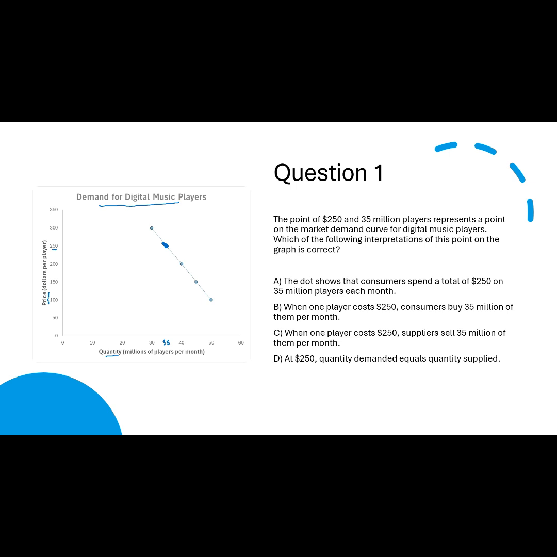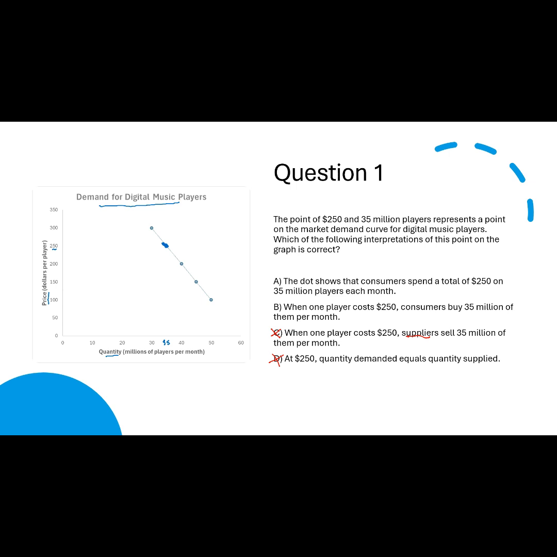Well, we can rule out D, definitely, because we don't have a supply curve, so that's out. So we're just focusing on the demand. Letter C, when one player costs $250, suppliers sell 35 million of them per month. Well, the key word here is suppliers. Since we're looking at only the demand curve, we don't have the supply curve, so we don't know how many suppliers are willing to supply at that price. So C is definitely wrong.